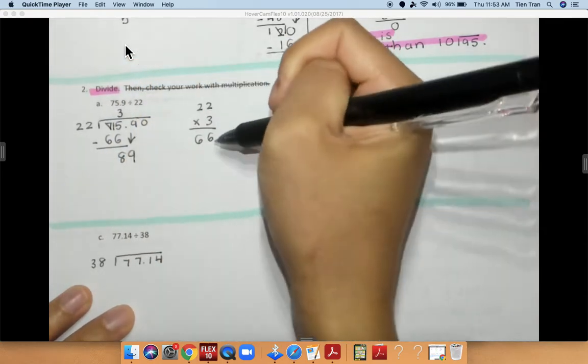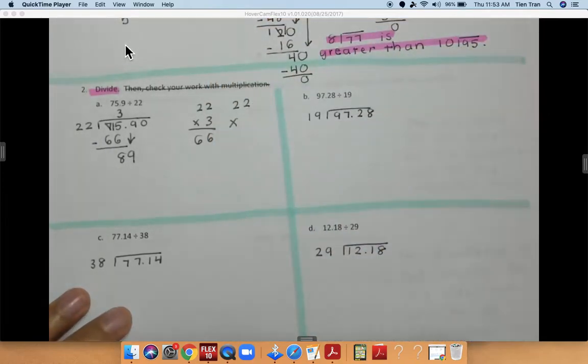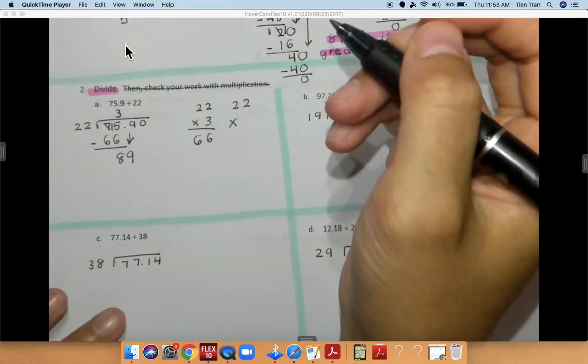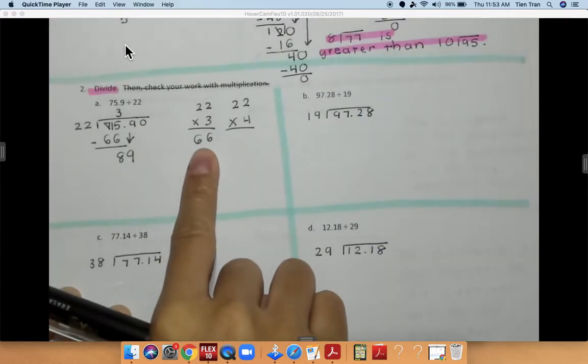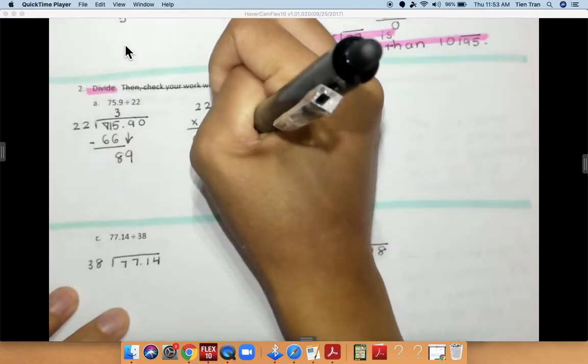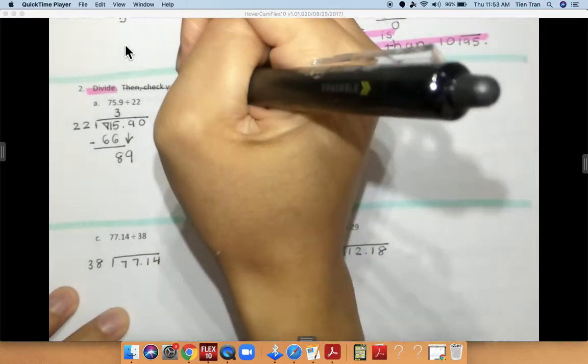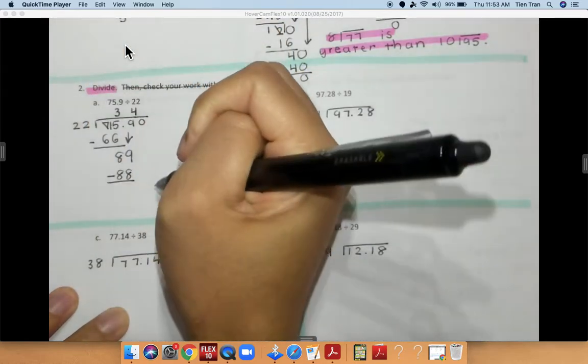Bring down my 9. How many times can 22 go into 89? So I'm going to multiply. I'm guessing maybe 4, because this one was really close to 89. 4 times 2 is 8. 4 times 2 again is 8. 88 works. So I'm going to write down 4 and subtract 89 minus 88.